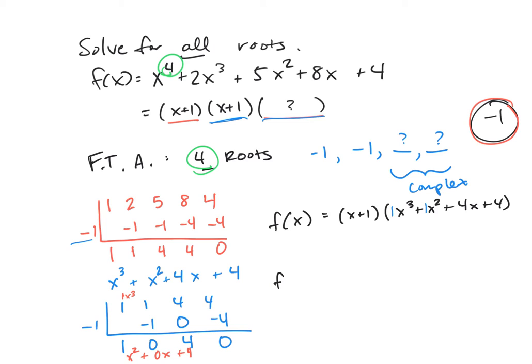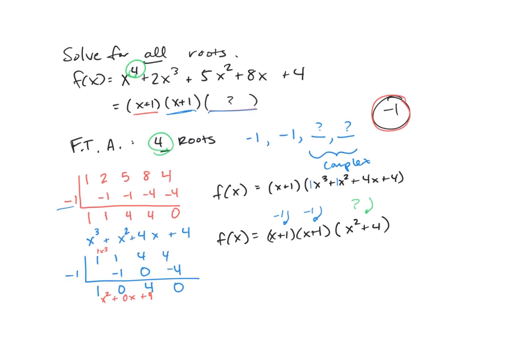What I have now factored to is x plus 1, x plus 1, x squared plus 4. So here's my one root of negative 1. Here's my other root of negative 1. And we are left with what roots come from this.